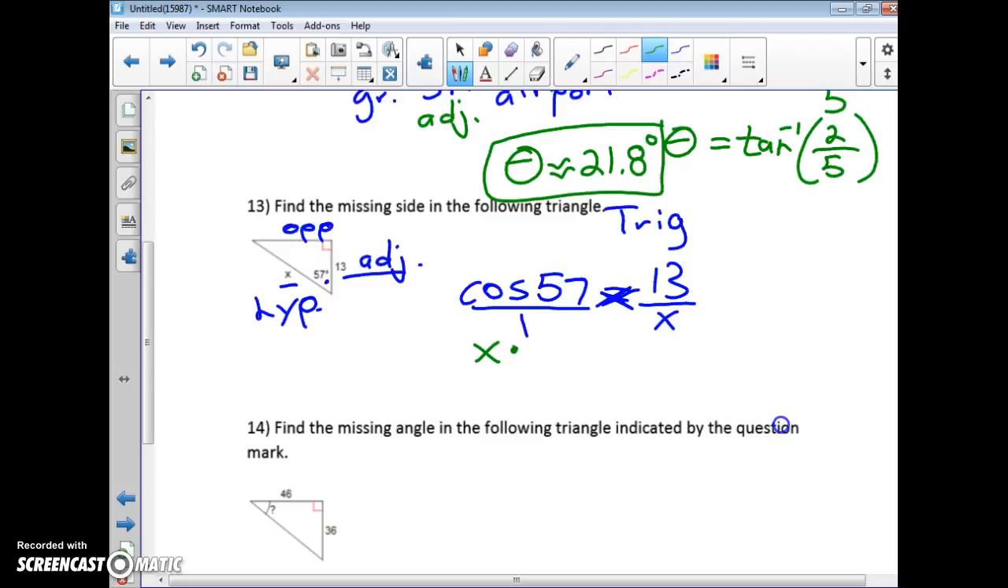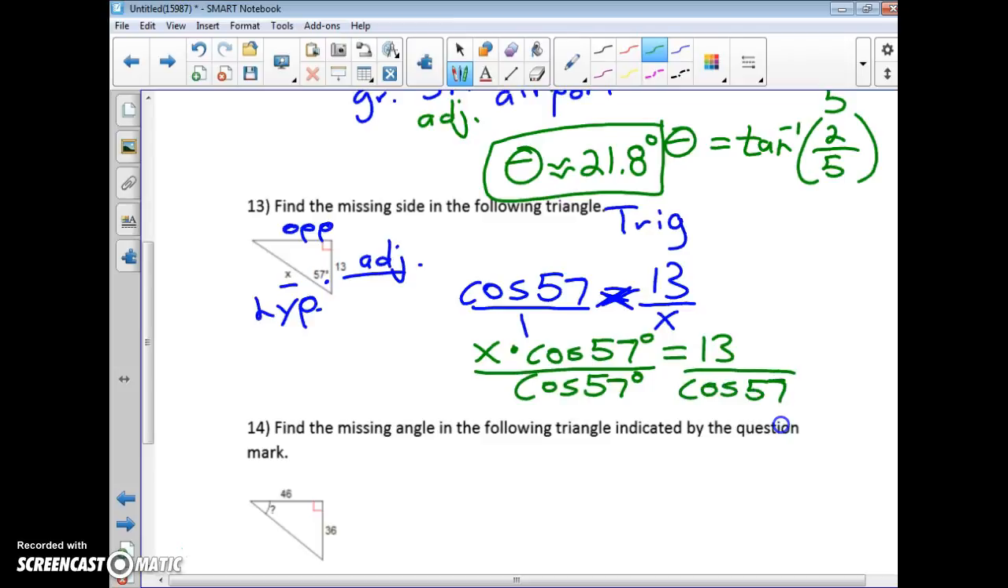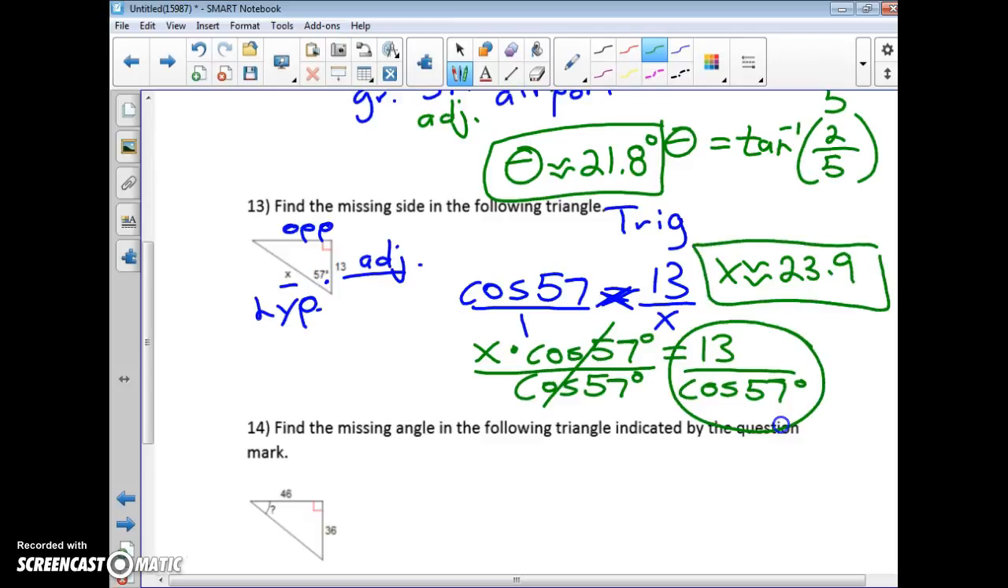So I've got x times cosine of 57 equal to 1 times 13, which is 13. Divide both sides by cosine 57 degrees because I want to get x by itself. That's gone. And x is going to be, if you punch all this in right here, about 23.9. The next one.